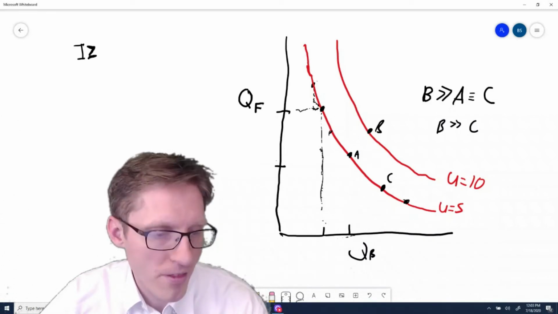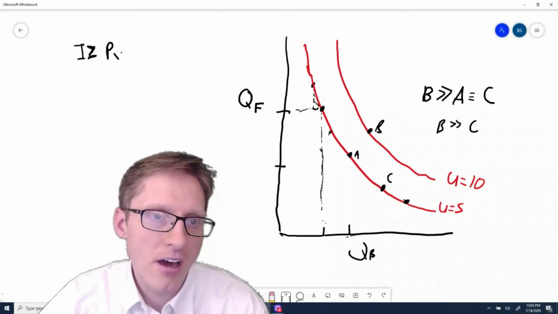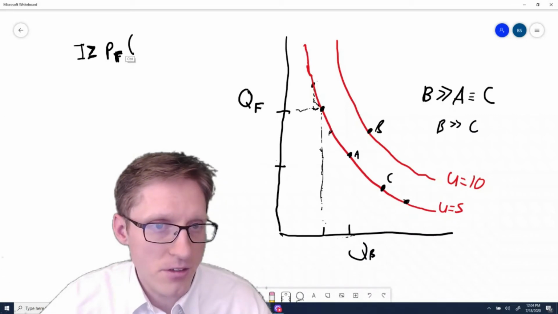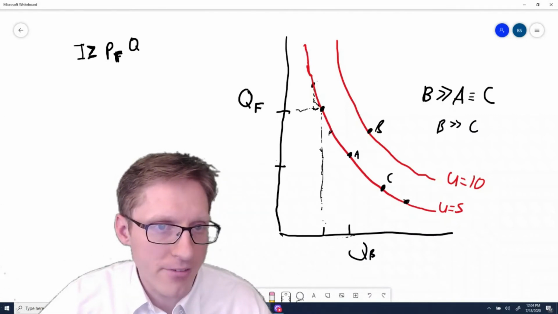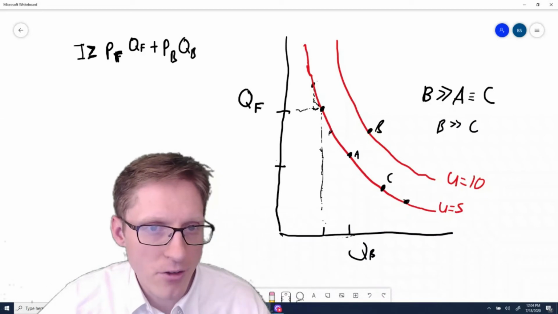They can't spend more than they make. Okay, so their income is going to be greater than or equal to the price of good F times the quantity of good F plus the price of good B times the quantity of good B, right?